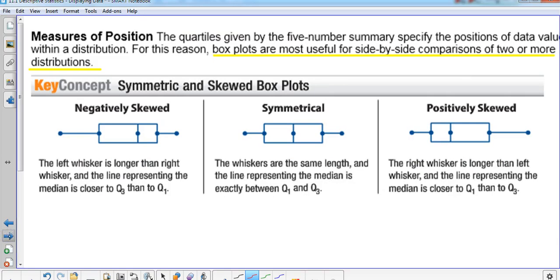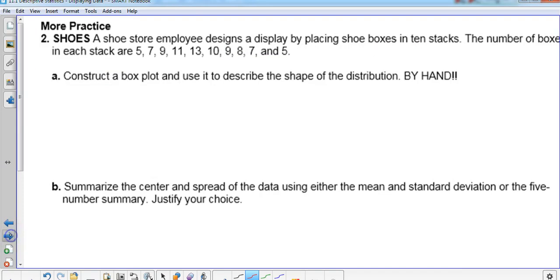Box and whisker plots. One reason to use these is when you're comparing two sets of data, the calculator will let you do one plot for list 1, one plot for list 2, and compare them. So that's a nice feature of this. All right, we are going to do one by hand. This is the dorkiest set of data ever. So the shoe store employee designs a display by placing shoe boxes in 10 stacks. I want us to practice just once doing one of these by hand so you better understand what a box and whisker plot is, okay?